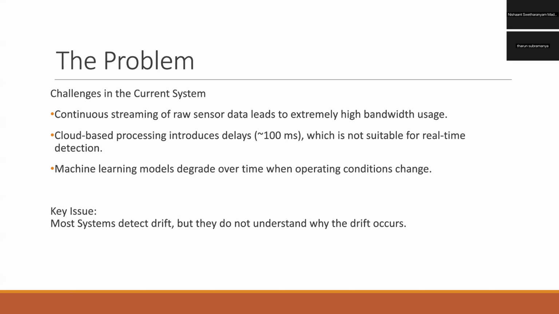As shown here, the current system faces three major challenges. First, they continuously stream raw sensor data, which leads to very high bandwidth usage. Second, cloud-based processing introduces latency, which is around 100 milliseconds, which is not ideal for real-time systems. And third, machine learning models degrade over time when operating in such conditions. So the key issue is that while most systems can detect drift, they don't actually understand why the drift is happening.